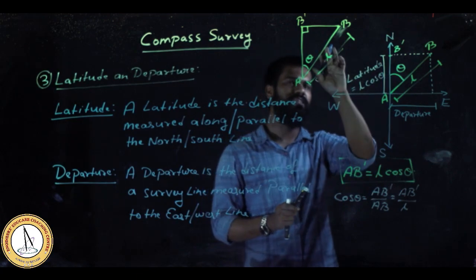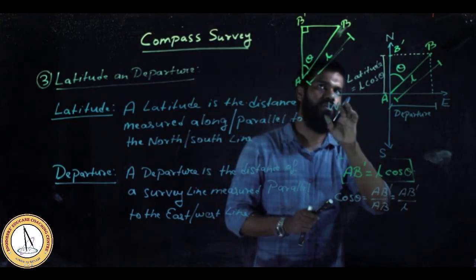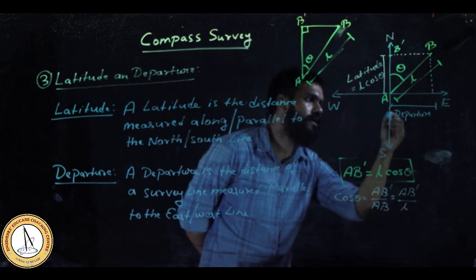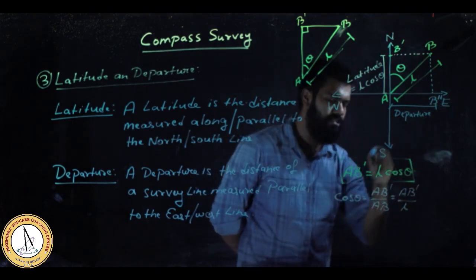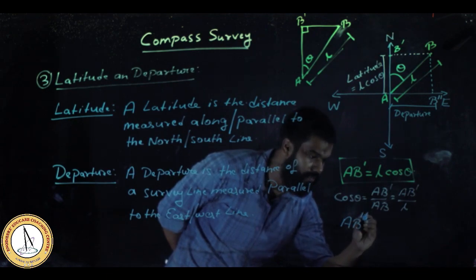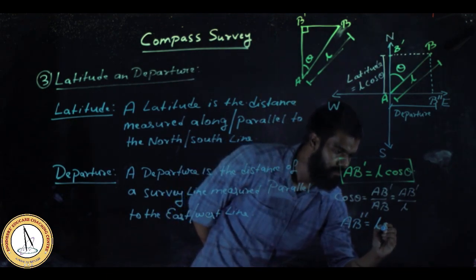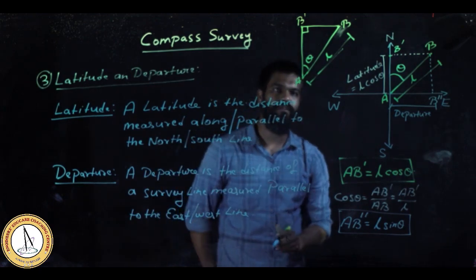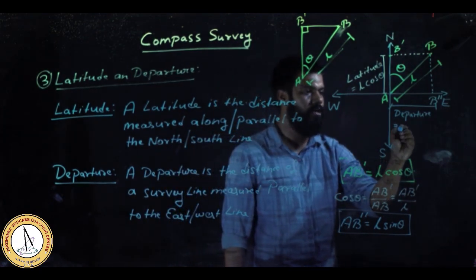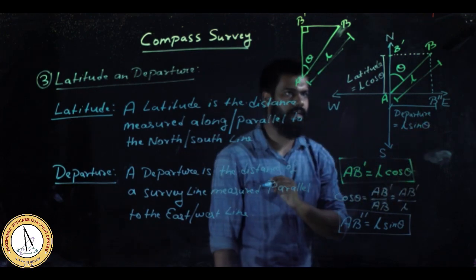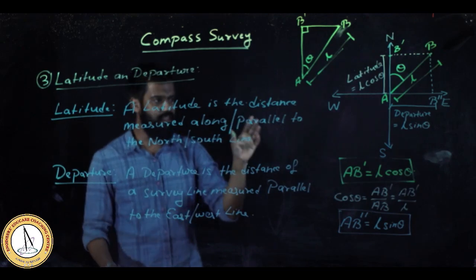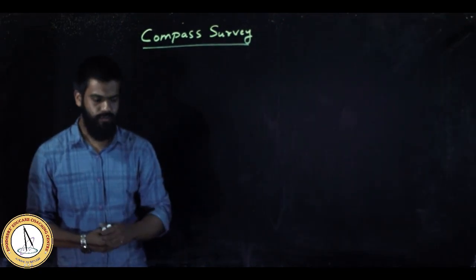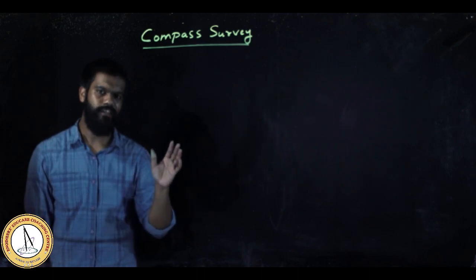For finding this one, I will be using the same concept that I have used for the latitude. If you use the same concept of this triangle, then you will find that your departure, let's say this is your B double dash, so your AB double dash will be equal to L sin theta. So your departure is equal to L sin theta. So this is the concept of your latitude and departure. You can pause the screen and note down whatever is written on the screen. So now you have understood the meaning of latitude and departure.